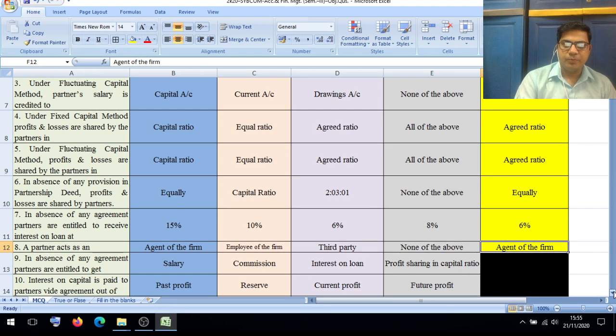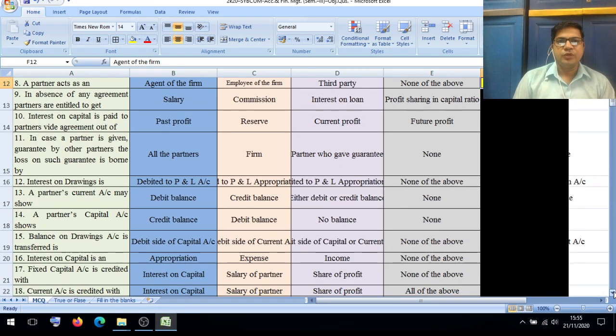Friends, you should study properly each and every objective. It is very important. In the absence of an agreement, partners are entitled to get option A, salary, option B, commission, option C, interest on loan, option D, profit sharing in capital ratio. So when the agreement has not provided any kind of information about what the partner is entitled to get, what will be the assumption? He can get interest on loan.